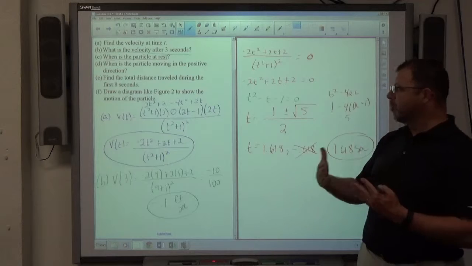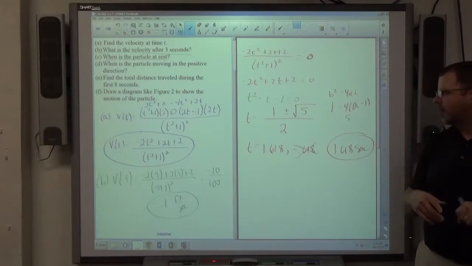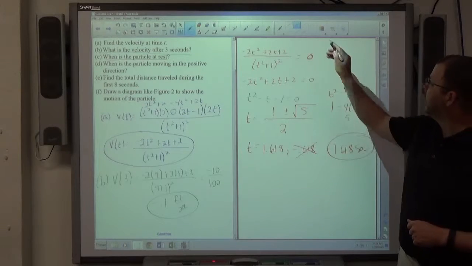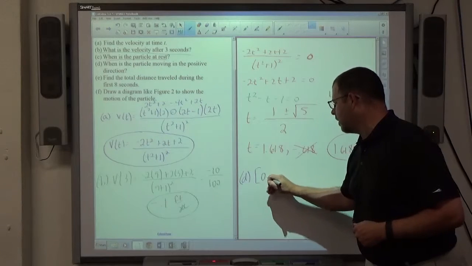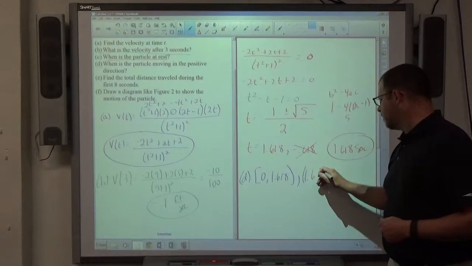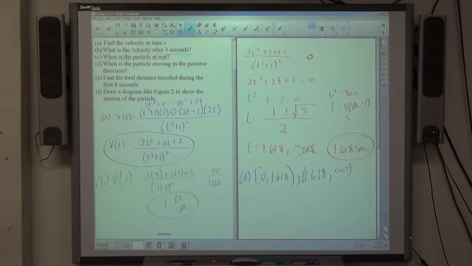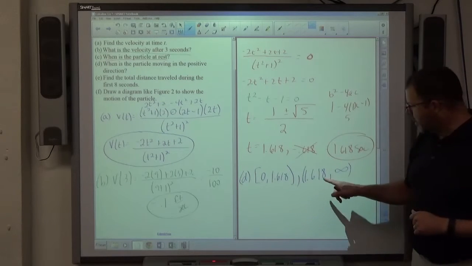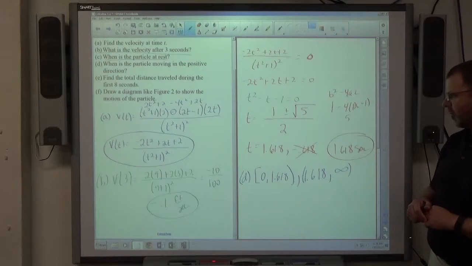So this thing's moving in some direction for the first 1.618 seconds, and then it switches direction. I don't know which direction it's moving yet, so we can figure that out in part D. Part D, we're going to start at 0 and go to 1.618 seconds, and then from 1.618 seconds up to infinity, because it doesn't stop again after 1.618 seconds according to our records. Give me the direction on this interval, 1.618 to infinity. Do we know which direction it's moving?